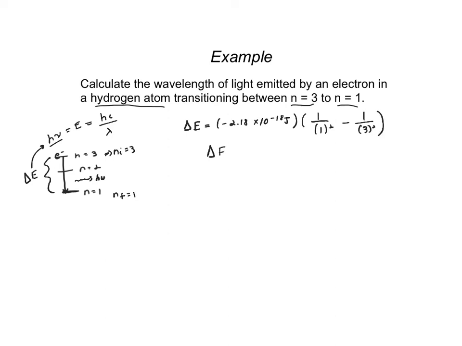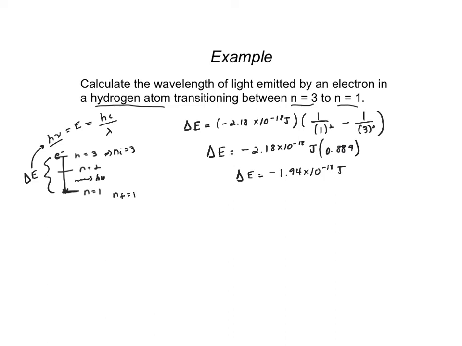Okay, so then all we have to do is calculate this. So this is going to be equal to minus 2.18 times 10 to the minus 18th joules times 1 minus 1/9. So 1 divided by 9, which gives us 0.889. So we multiply that in. That gives us a delta E equal to minus 1.94 times 10 to the minus 18th joules.